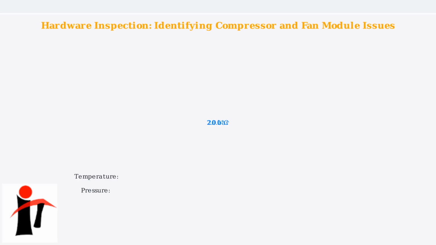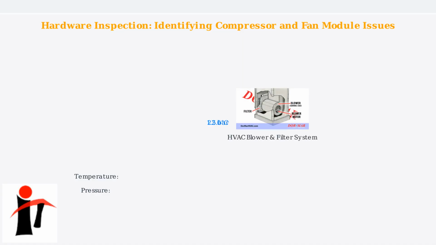If software fixes don't resolve your Tesla Model 3 HVAC issues, the problem may be with the hardware components. The first step in hardware inspection is to listen for unusual noises coming from the compressor or fan while the system operates. A healthy compressor should operate quietly with a low hum. If you hear grinding, rattling, or excessive noise, this could indicate internal damage or refrigerant leaks.